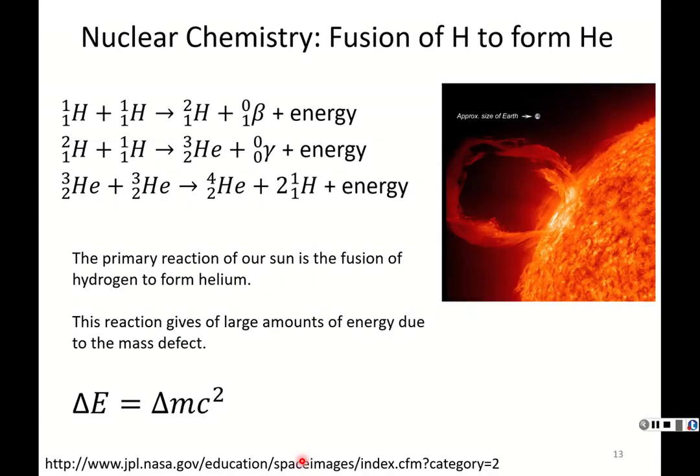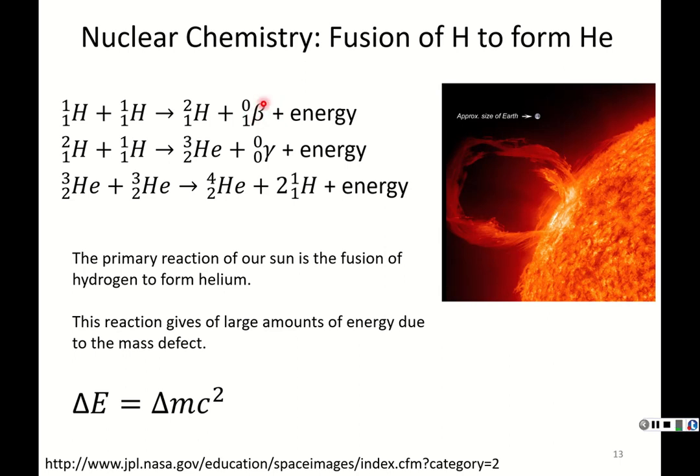We can write the nuclear chemistry, or the fusion of hydrogen to form helium, in some reactions. You write the atomic symbol, and the top number is the mass number. The bottom number is the atomic number, so that's the number of protons. The number of protons plus the number of neutrons equals that mass number. And then you'll see different symbols here.